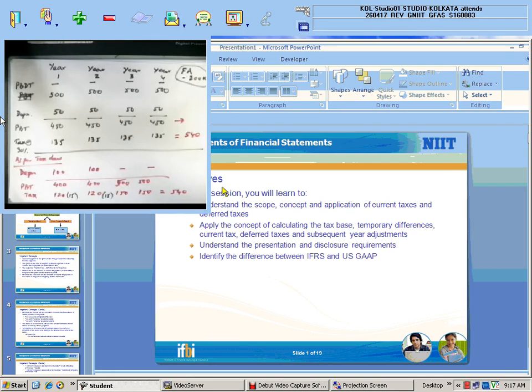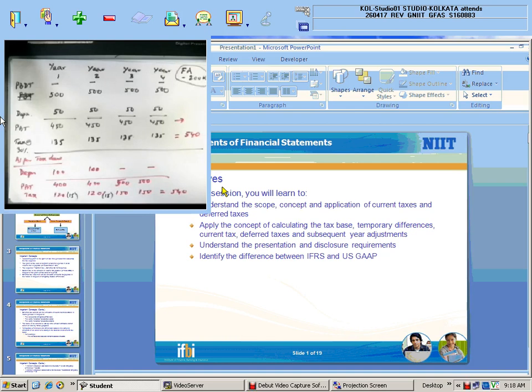Why is it happening? Because the carrying value of the asset calculated as per the financial reporting and the carrying value of the asset calculated as per the tax law are different. This is called a temporary difference. See, what will be the carrying value of the asset? If we charge a depreciation of 50,000 in the first year, the carrying value of the asset will be 150,000 now. But as per tax law, when you charge a depreciation of 100,000, the tax base will be 100,000. So this difference is a temporary difference.